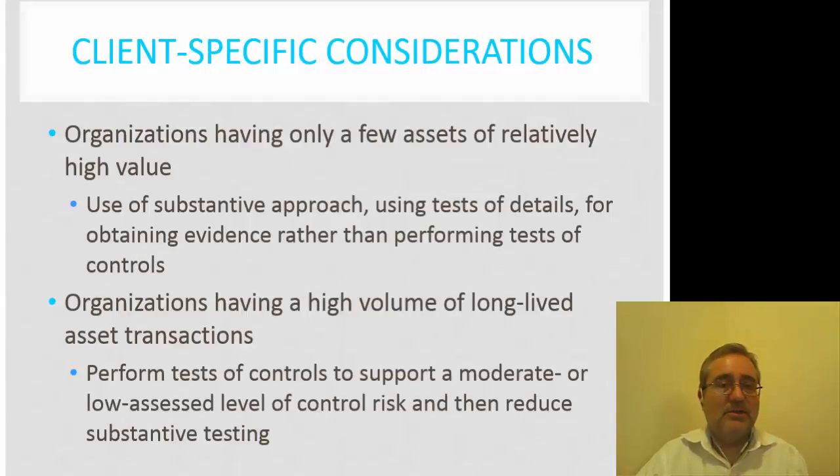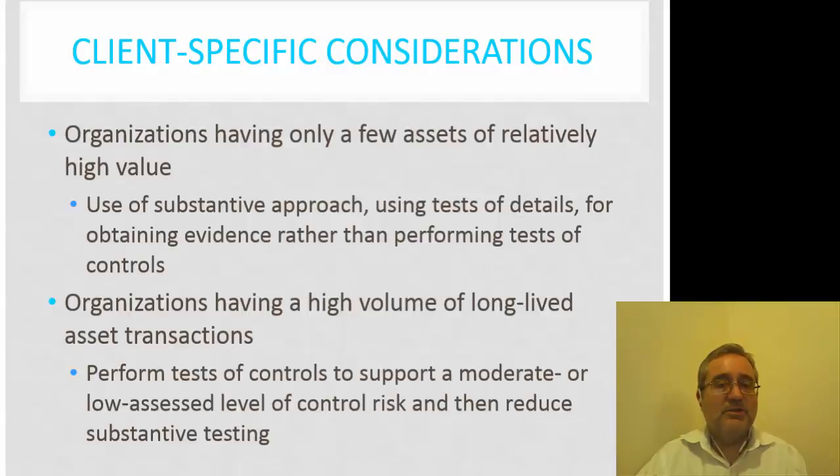So the idea is we have two contrasting situations. Organizations that have only a few assets, but these are of relatively high value. What we're going to use is a substantive approach using the test of details for obtaining evidence. We're not so much interested in determining the test of controls.